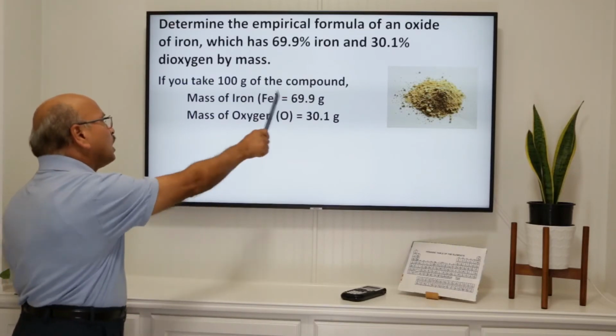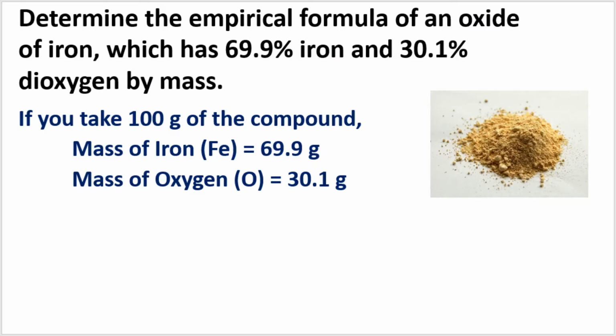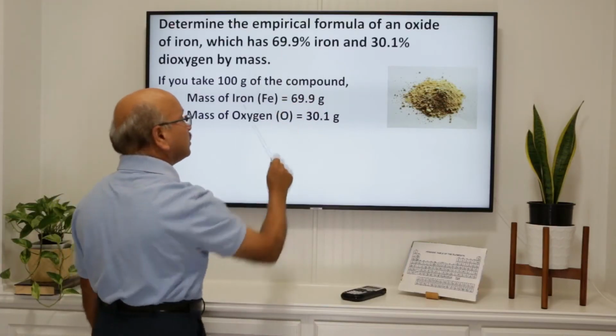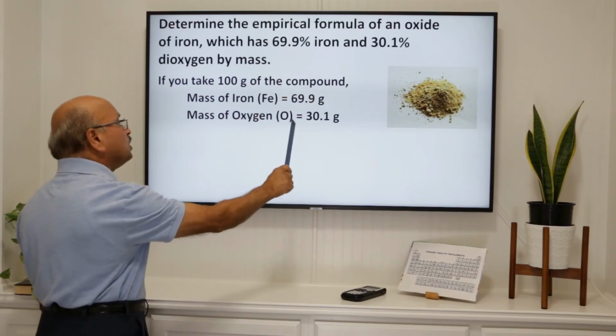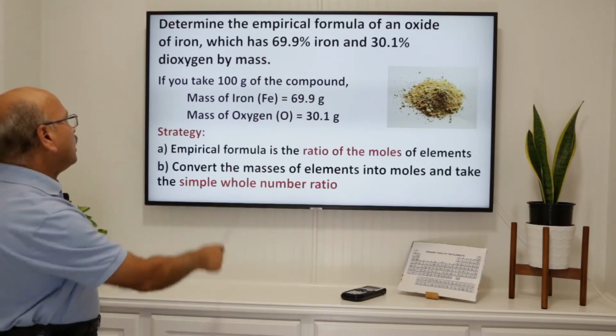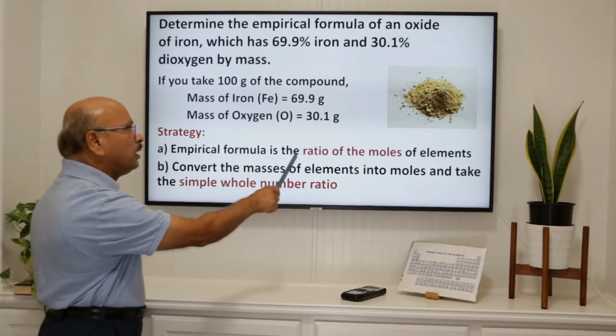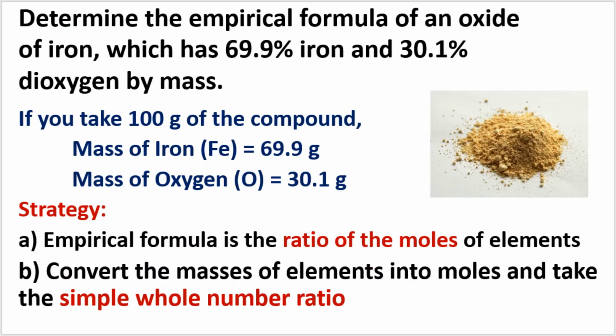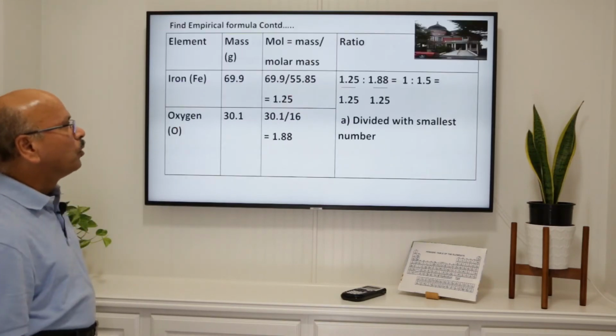If you take 100 grams of the compound, the mass of iron is 69.9 grams, and the mass of oxygen is what? 30.1 grams. Then what? The strategy is, the empirical formula is the ratio of the moles of the elements. We already know that. Convert the masses of the elements into moles and take the simple whole number ratio. Okay, let's look at that.